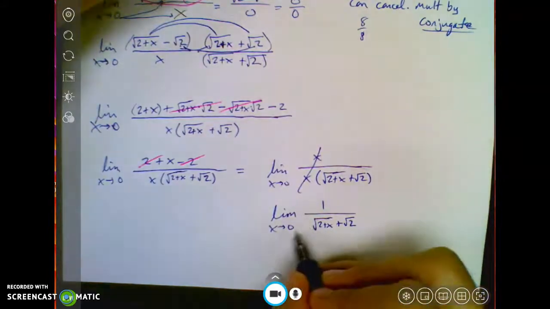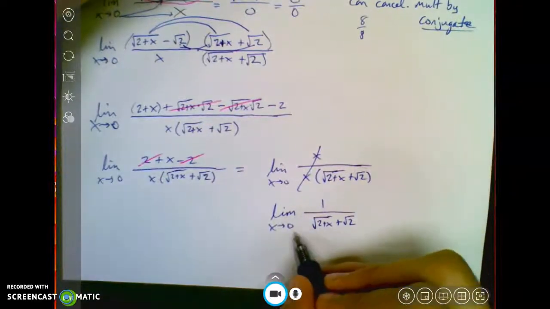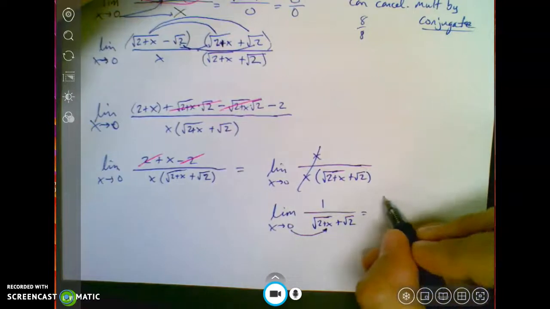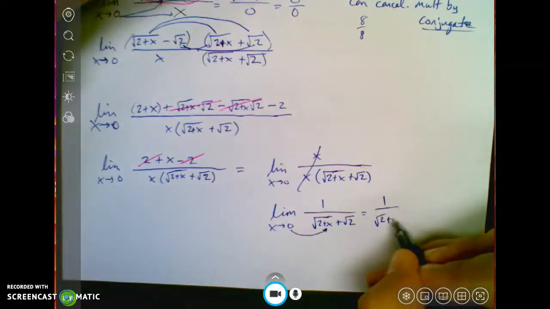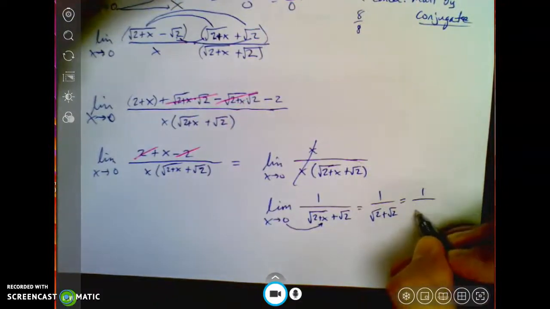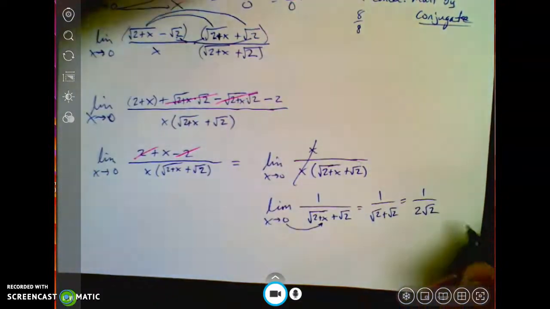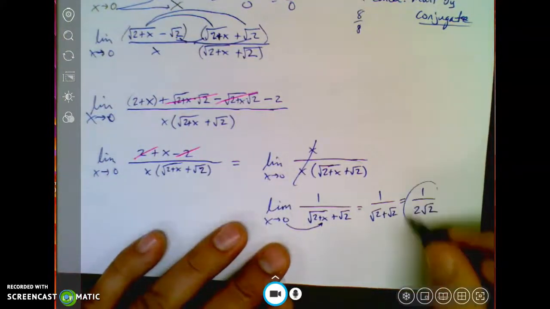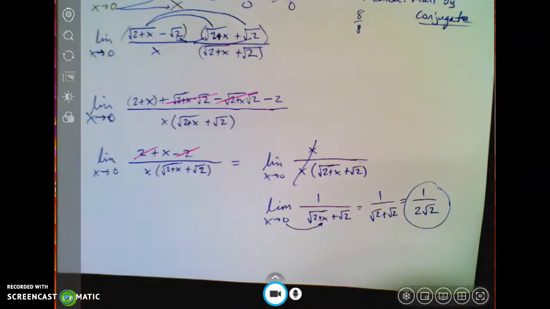Still looks ugly, but as soon as we get something to cancel, I can plug that 0 in, and I'll have 1 over radical 2 plus radical 2, which is 1 over 2 radical 2. That's not the best way to leave your answer. I mean, it is correct and it's done. If you typed it in your calculator, that would be the y value it approaches.